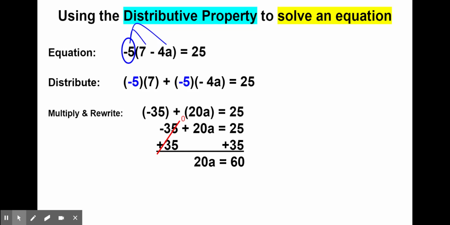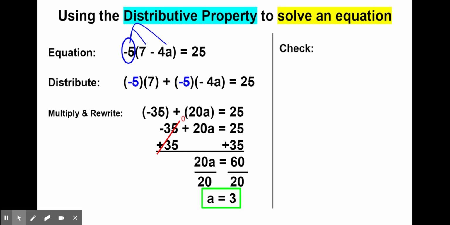Now we have our one-step multiplication equation. All we need to do is do reverse operation, which is division, and we'll divide both sides by 20. So we're left with a equals 3. That's our answer, and we can move on to our check.